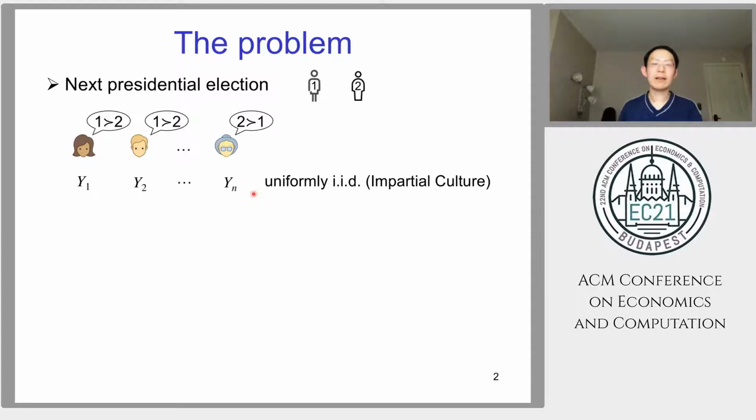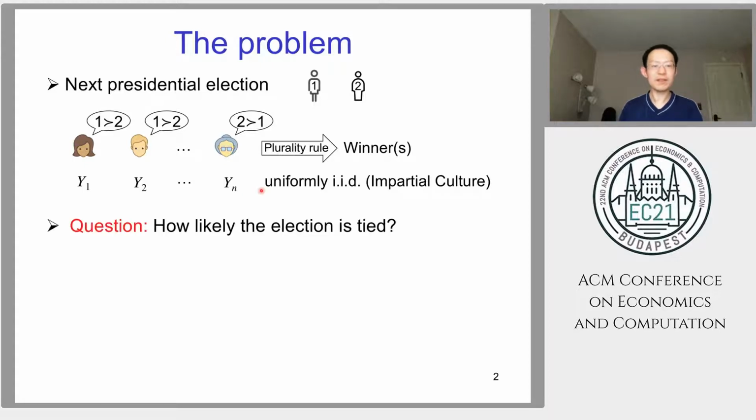so on, we collect all of their votes and call it a preference profile and apply a voting rule, for example, the majority rule, which is the same as the plurality rule, to select a winner. The question is, how likely is the election to be tied?